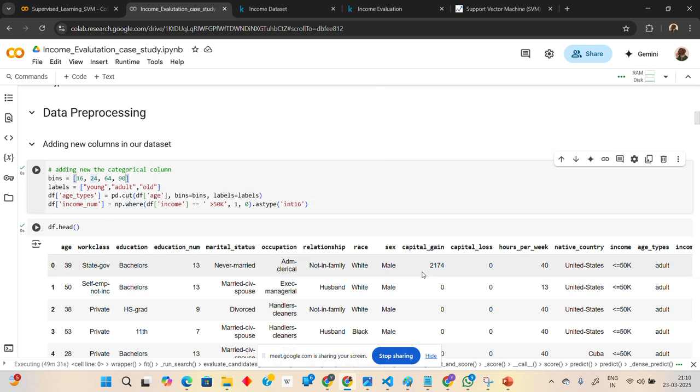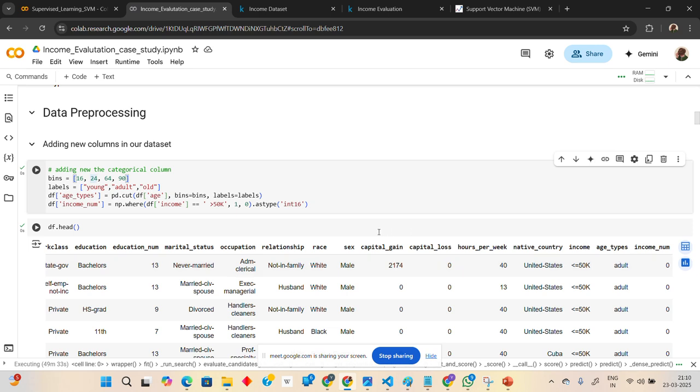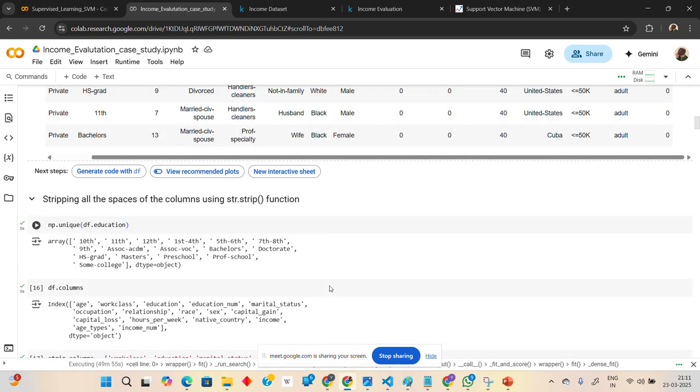We are going to add one more column here; you can see age type. And income number is where, if the income is greater than or equal to 50, it is 1, otherwise 0. This is one more way of doing target encoding. I already explained target encoding to you. This is another way of doing it. This is just target encoding.